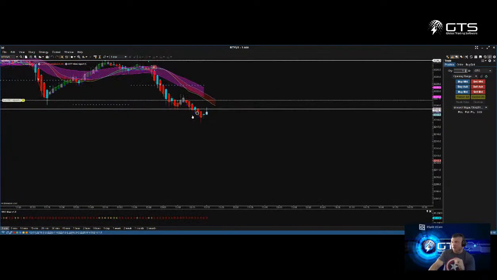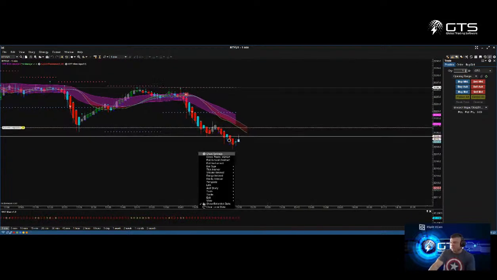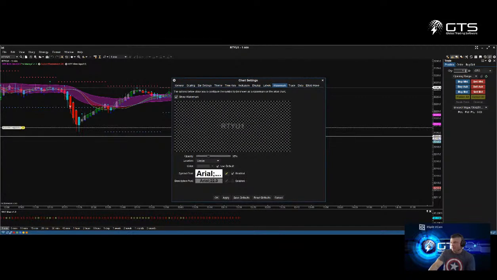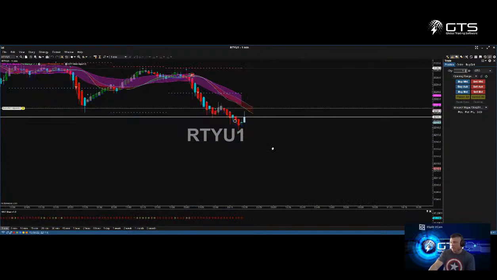And all right, so here's the RTY. Let me put that watermark on here for you in case you're just showing up. Boom. Let's see here. I'm going to really make it big. Do about, here we go. Boom. All right, y'all can see that.